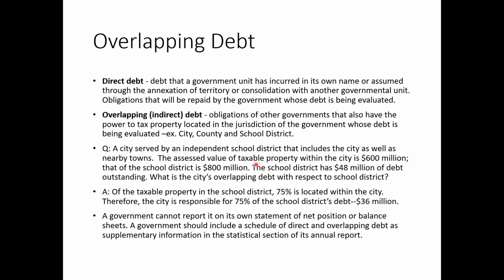The assessed value of taxable property within the city is $600 million. And for the school district, it's a bit larger, $800 million. So the city is inside, it's part of the school district. Now, the school district has $48 million of debt outstanding.